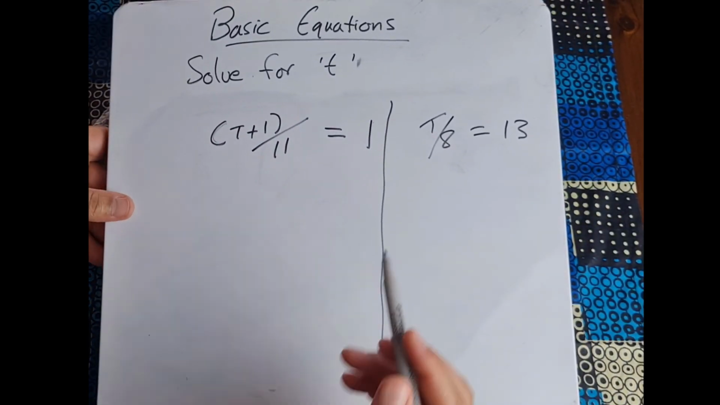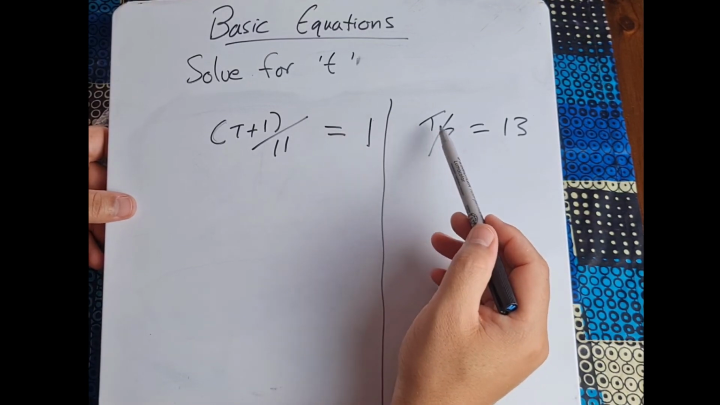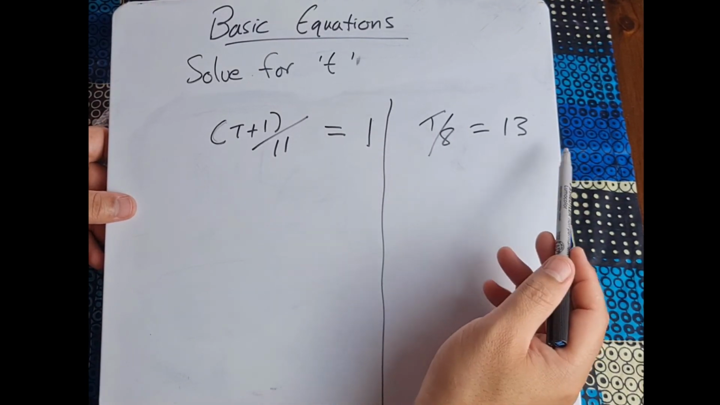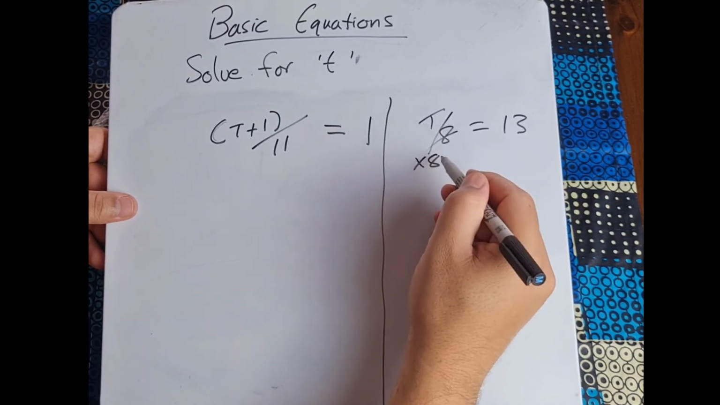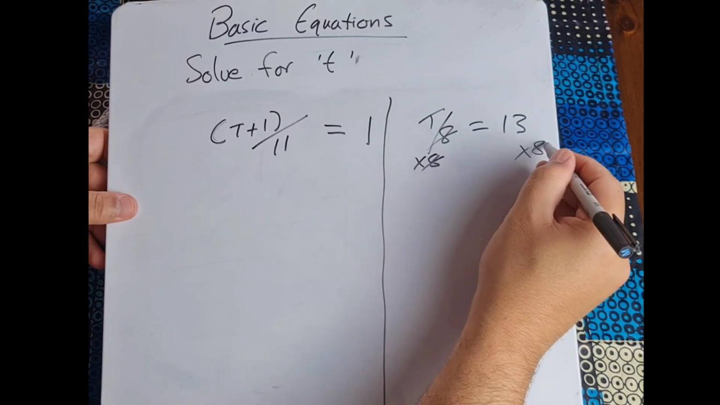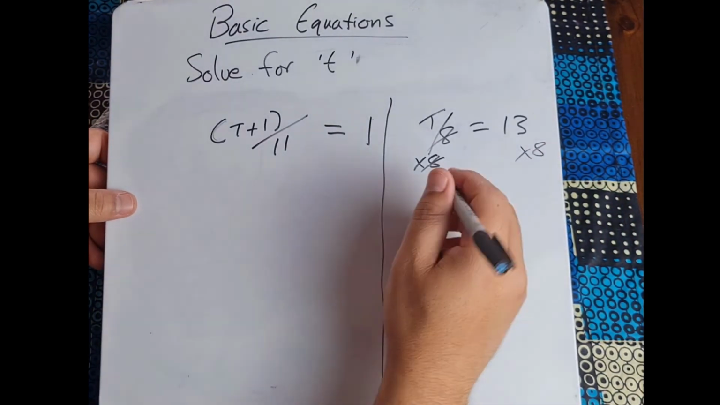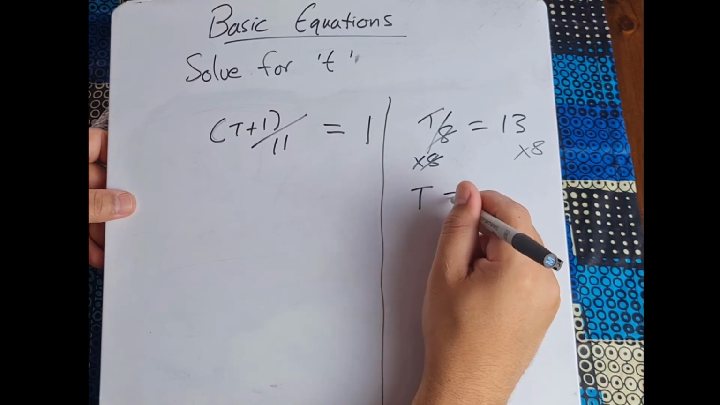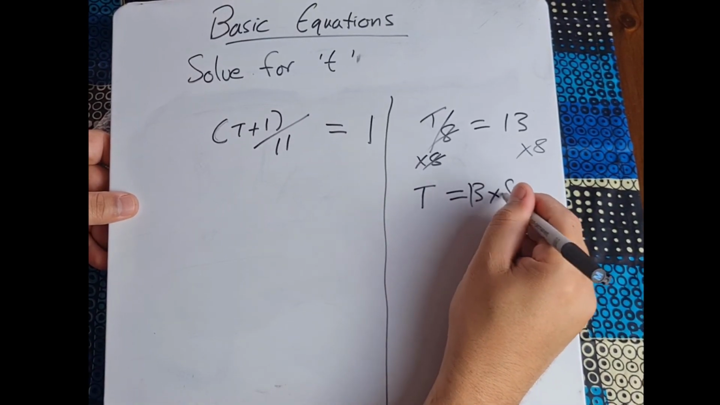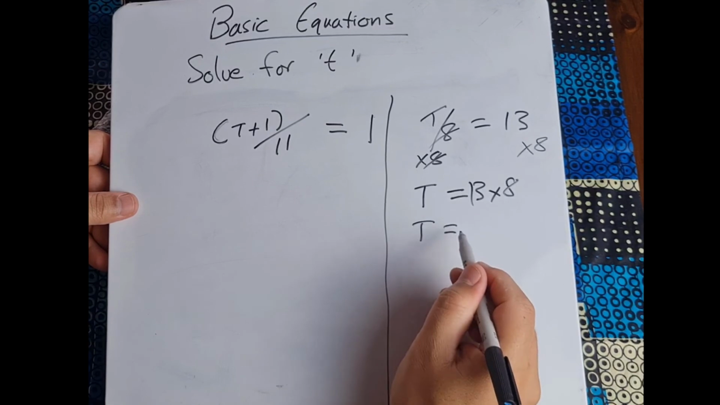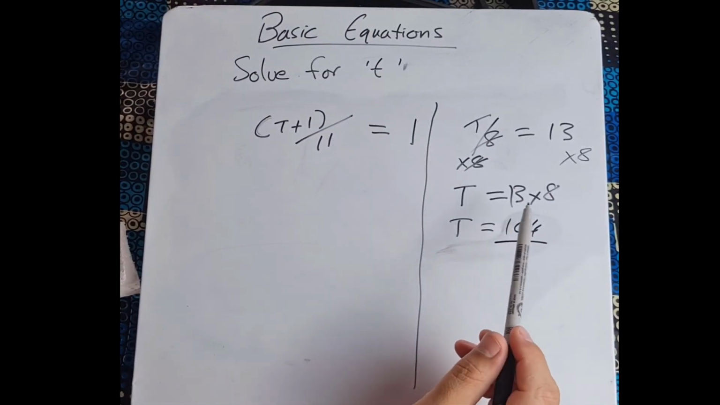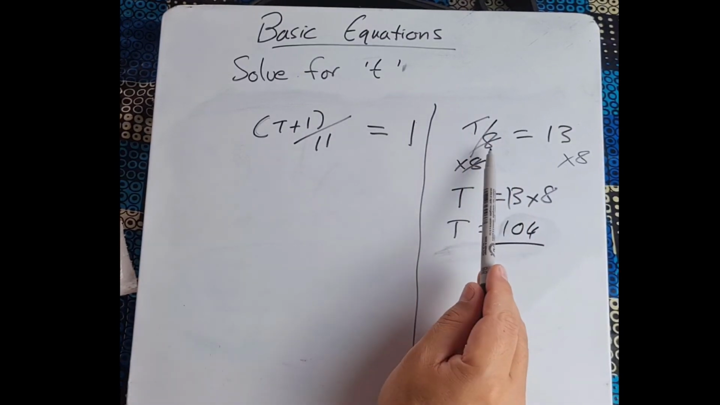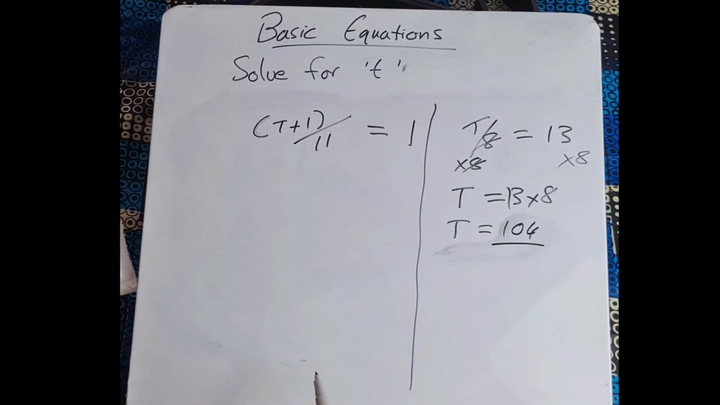Okay, so remember, if t is being divided by 8, in order to get that 8 out, we need to then multiply it by 8. So I'm going to multiply by 8. That'll cancel that out. But multiply by 8 on the other side will have to come in as well. So now it'll be t equals 13 multiplied by 8. And therefore t equals 104. And again, you can go and test this by taking the 104, dividing it by 8, and you should get your 13. So let's use the same principle on the other side.